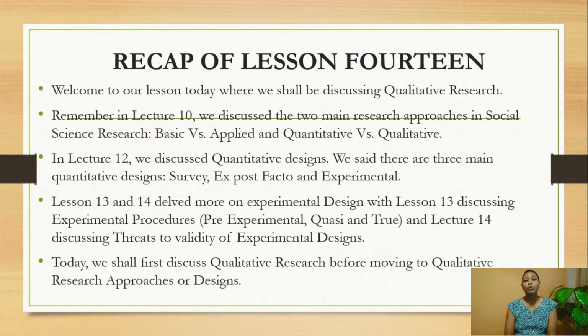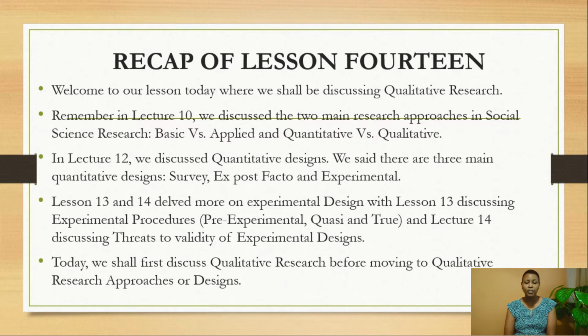In true experimental, we are able to randomly select and randomly assign the group to be in the experimental and the control group, whereas in quasi-experimental, there is no randomization. In lesson 13 and 14, we dealt more on experimental design, where we discussed in detail the experimental procedures and threats to validity of experimental designs. In today's lesson, we will first discuss qualitative research as an approach before moving to discuss qualitative research approaches or designs, which we shall discuss in our next lesson.